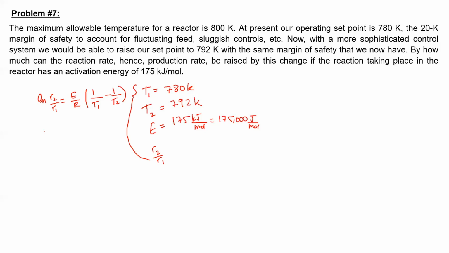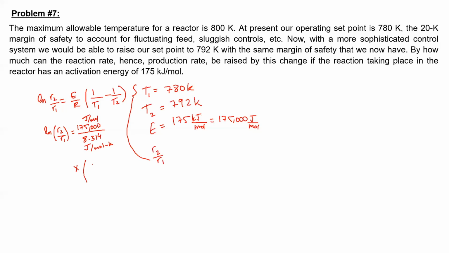So I'm just going to plug in my expressions here. R2 over R1 is equal to 175,000 divided by 8.314. And again, be careful of the units, because if you're using 8.314, just be aware that this is joule per mole Kelvin. So if you're given your activation energy in kilojoules, you should always convert it to joules. So now this is joules per mole. So now this makes sense, right?